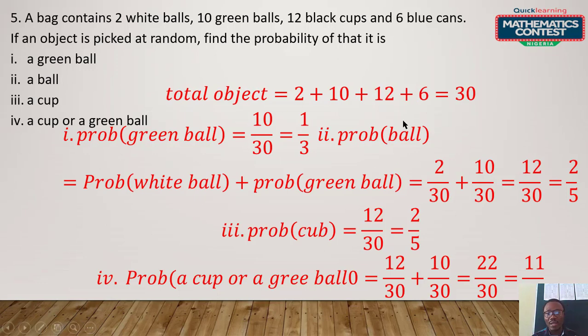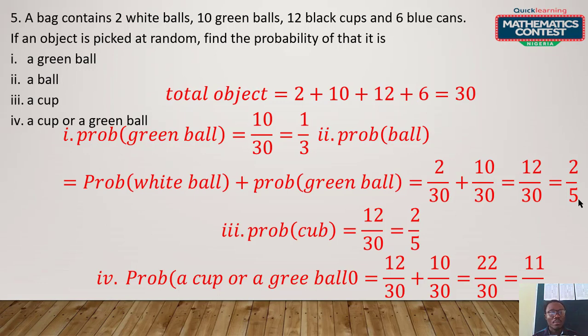So the probability of getting a white ball is 2 over 30. And the probability of getting a green ball is 10 over 30. So simplifying this, we'll have 12 over 30; 6 goes into 12 twice, 6 goes into 30 five times. So the probability of getting a ball is just 2 over 5.